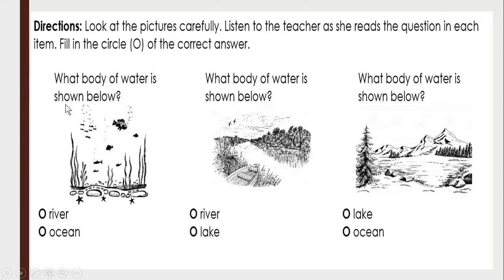What body of water is shown below? River, ocean. Very good. The answer is ocean.